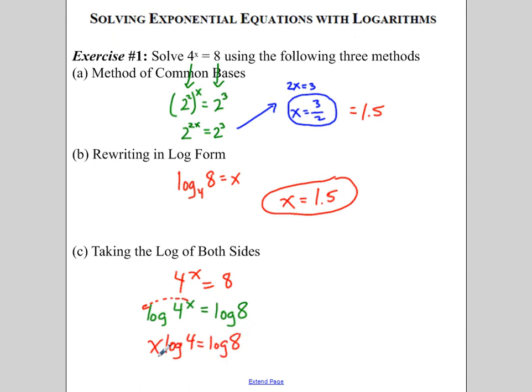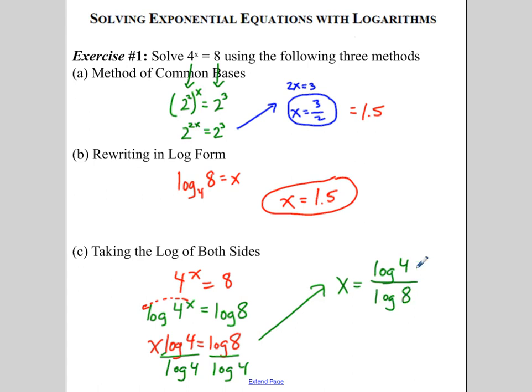Well, check this out. How are you going to get x by itself? It's x times a number. So that just means divide both sides by the number that x is being multiplied by. We should get that answer. So x should be equal to the log of 8 over the log of 4.